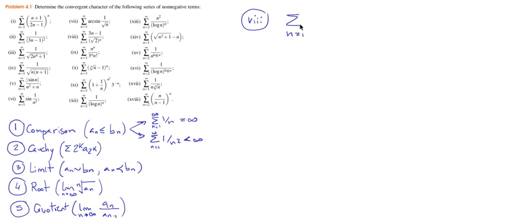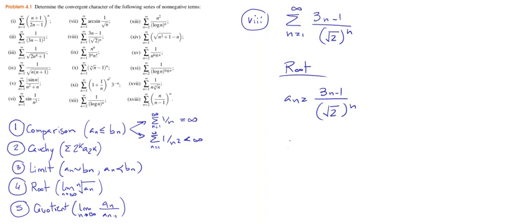The sum from n equals 1 to infinity of 3n minus 1 over the square root of 2 to the n. This is kind of one thing that we could use: either the root or the quotient test. We have something to the n, so let's try the root. The root test says, if a sub n is 3n minus 1 over the square root of 2 to the n, we need to check the limit when n goes to infinity of the nth root of 3n minus 1 over this.